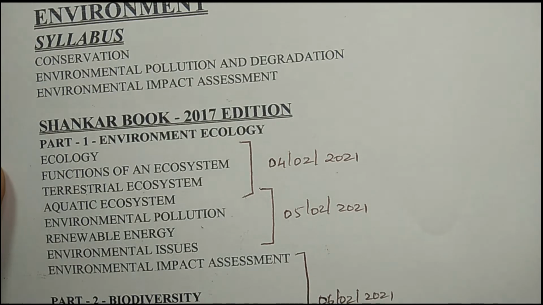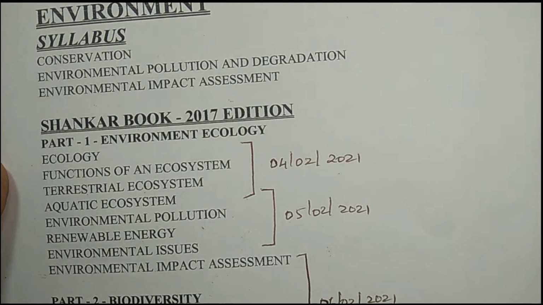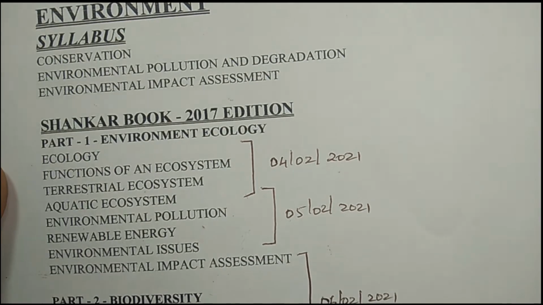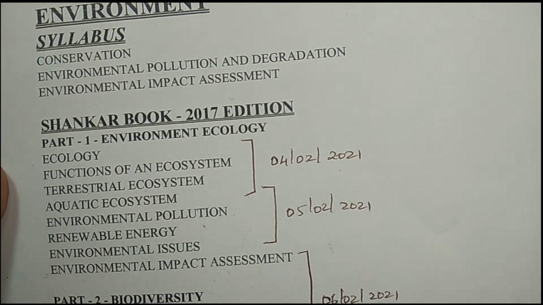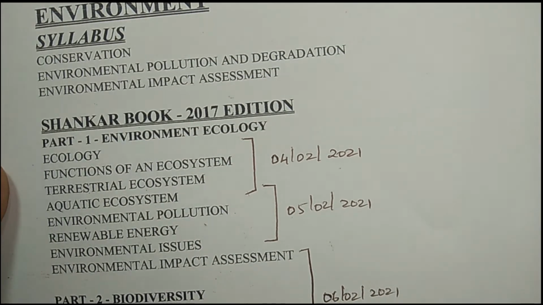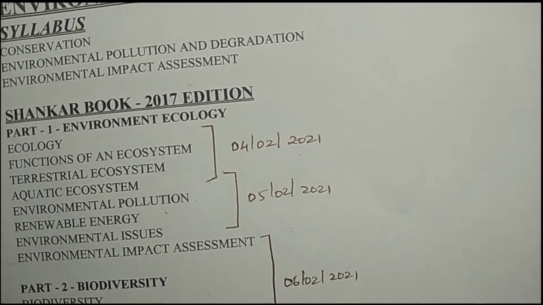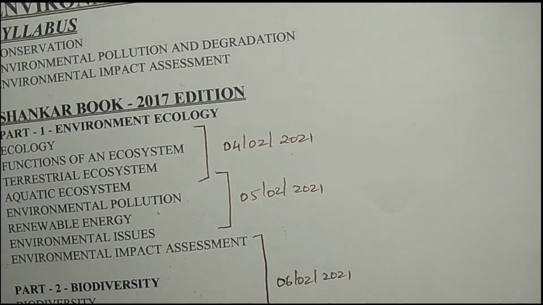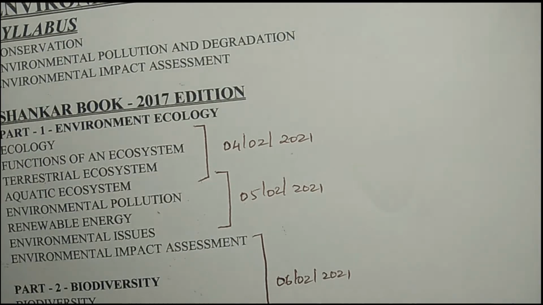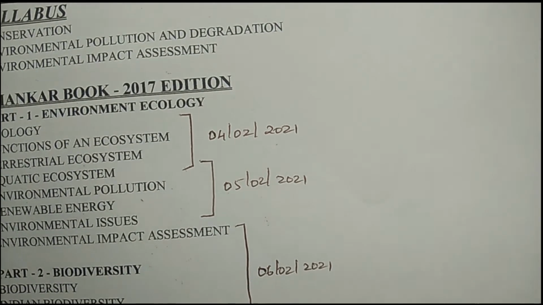So according to the Shankar book, I'll be covering every 3.5 units in a single day. So accordingly, for 4th February, I'll be doing the first 4 units in the Shankar book, and the next day I'll be doing the next 4 units, which are environment, pollution, renewable energy, environmental issues, environmental impact.